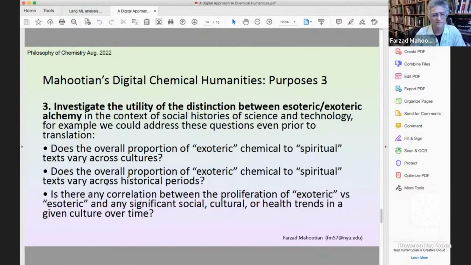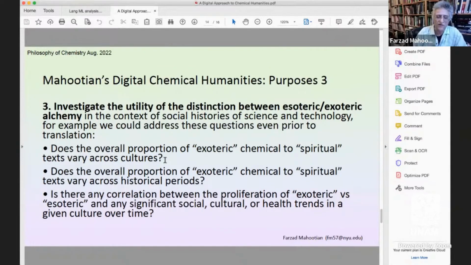All right, so fine. What am I going to get out of this besides serving the history of science community, a community that I've never been in, but I appreciate their work? I think there are some philosophical questions here as well, and these are interesting to me. We would be able to answer questions, again, before even translating. What's the overall proportion between exoteric and spiritual texts?